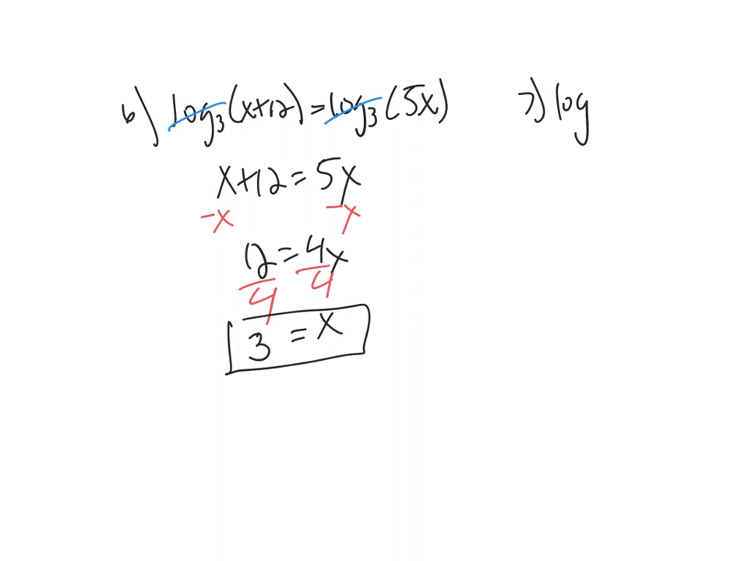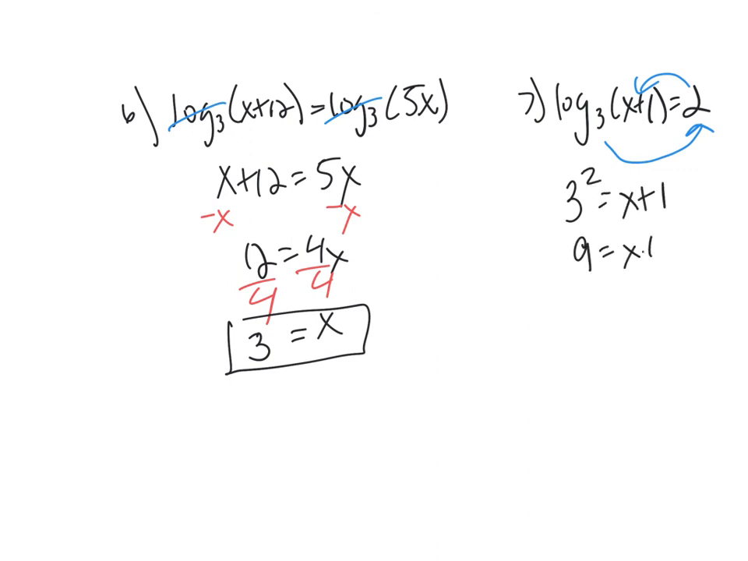So let's try another one. What if we have log base 3 of x plus 1 equals 2? Well, I'm in log form. I'm stuck. I don't know what to do. Well, let's try to change it to exponential. So exponential means little 3 becomes big base 3. Squared equals x plus 1. 3 squared is 9. Subtract 1 from both sides.